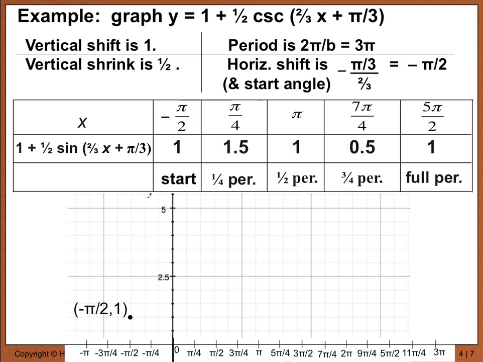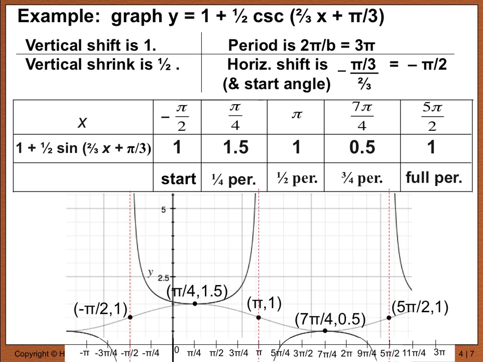So first, of course, you plot the points. Negative pi over 2, 1, pi over 4, 1.5, pi, 1, 7 pi over 4, 0.5, and 5 pi over 2, 1. And the last step is connect the dots and fill in the curves and the asymptotes. And this is the correct graph.